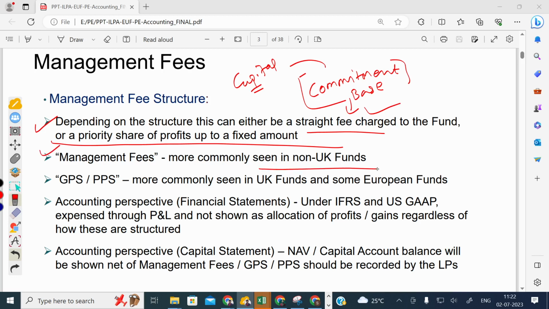So this is for the global market. Most of the time, management fees are what you would see in non-UK funds. UK funds might charge expenses for management, meaning separate expenses, not exactly management fees, right? And in some European funds, from an accounting perspective, financial statements under IFRS and US GAAP, it is expensed through profit and loss and not shown as an allocation of profits and gains, regardless of how these are structured.